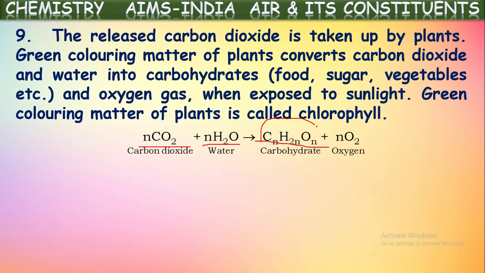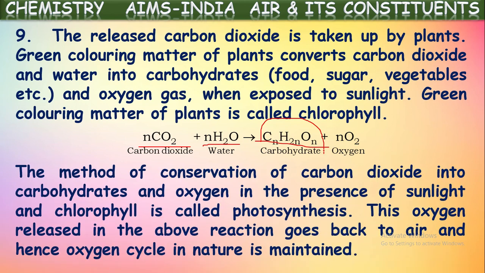So it is converting into food. This process we call photosynthesis. The method of conversion of carbon dioxide into carbohydrates and oxygen in the presence of sunlight and chlorophyll is called photosynthesis. The oxygen released in the above reaction goes back into the air, and hence the oxygen cycle in nature is maintained.